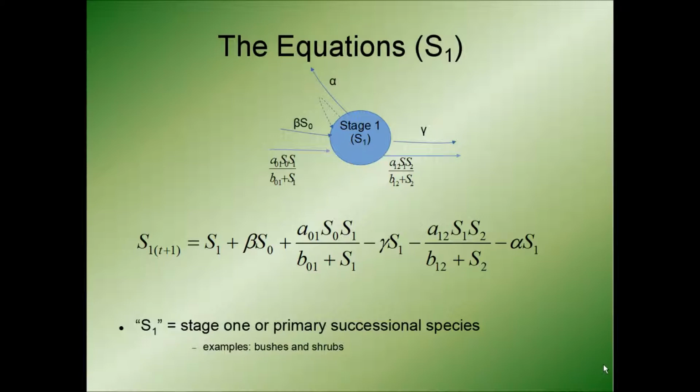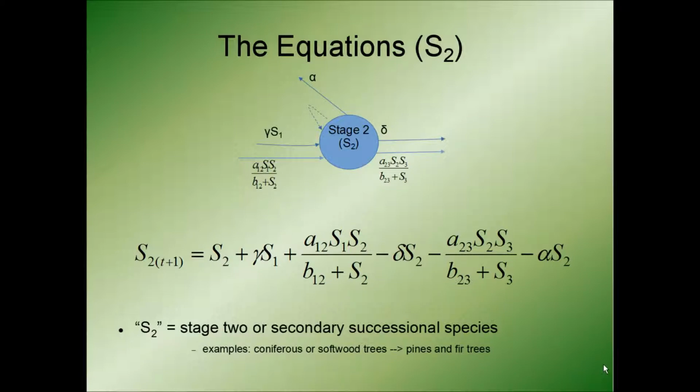So here's the equation for the primary successional species. These would be things such as bushes and shrubs, and you'll see you have the inputs as the rate of change and rate of increase of that change, and the outputs going to stage 2 as the rate of change from stage 1 to stage 2, the gamma, and the rate of increase of that change. You'll also see the alpha value exiting. And once again, this is also a recursive equation.